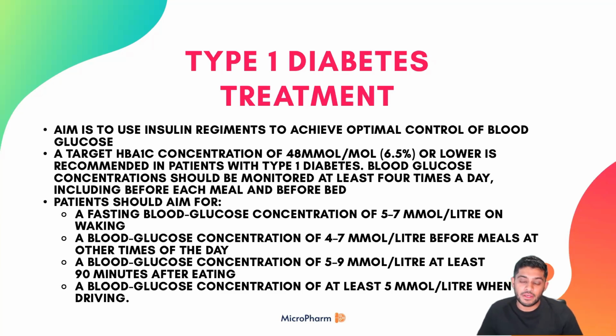So the aim when you're treating someone with type 1 diabetes, so focusing on type 1 diabetes, is to use an insulin regimen that achieves optimal control of a patient's blood glucose readings. Ideally, you want the HbA1c concentration to be 48 millimoles per mole. And if you're using the old units, that's 6.5% or lower is recommended in patients with type 1 diabetes. Blood glucose readings should be monitored at least 4 times a day, including before each meal and before bed.